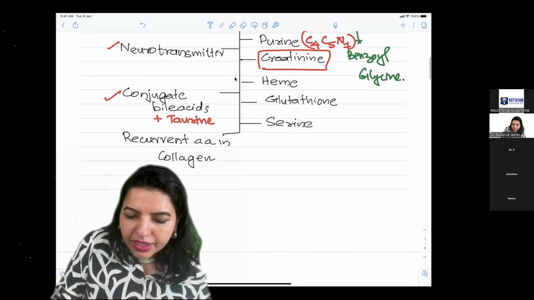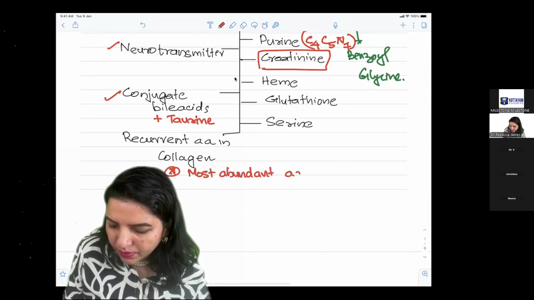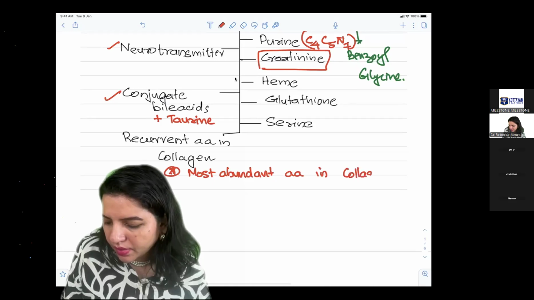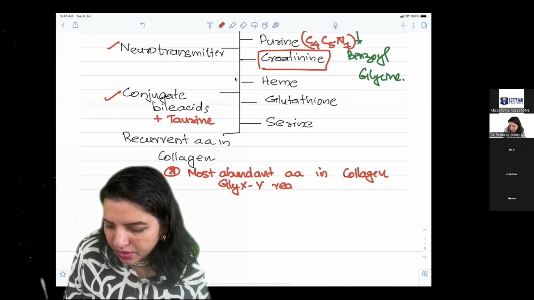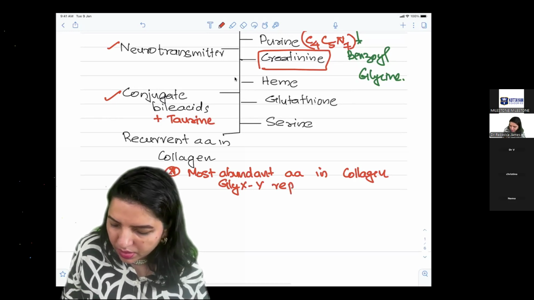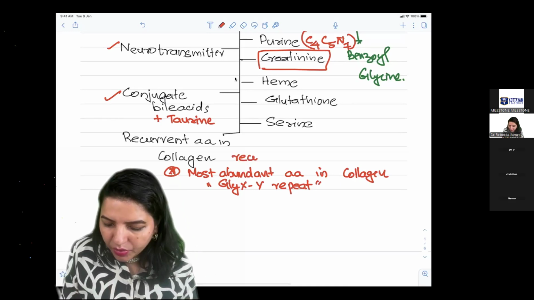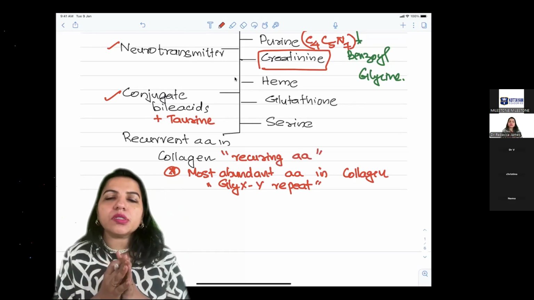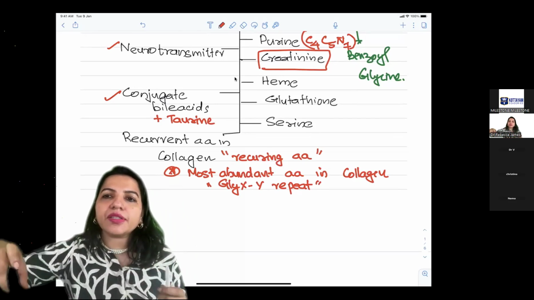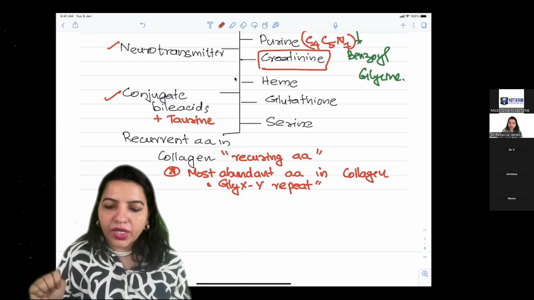Plus, it is a recurrent amino acid in collagen. Here you write glycine is the most abundant amino acid in collagen, and we can see it as glycine-X-Y repeat, which means it is a recurring amino acid. These terms can come as questions. It's the most abundant amino acid in collagen because in collagen you can always see glycine-X-Y. Every third amino acid is glycine in the case of collagen.